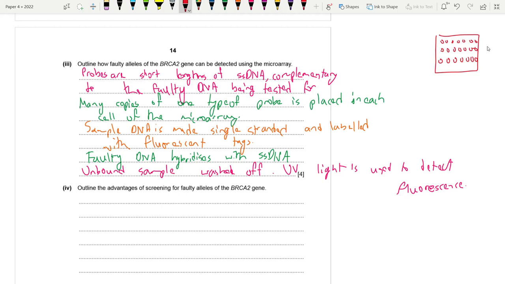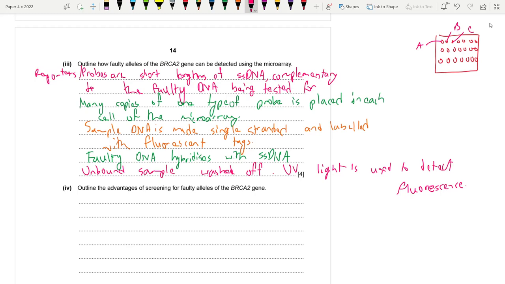So first, we can talk about probes or reporters. They're also called reporters. Probes preferred. Probes are short lengths of single-stranded DNA, which are complementary to the faulty alleles or the faulty DNA being tested for. So many copies of one type of probe is placed in each cell of the microarray. So suppose I'm going to place type A over here, type B over here, type C over here, and so on. Okay, many copies of one type of probe is placed in each cell of the microarray.